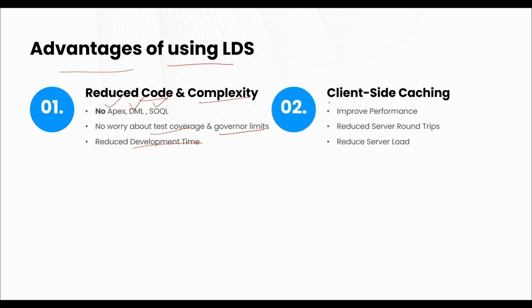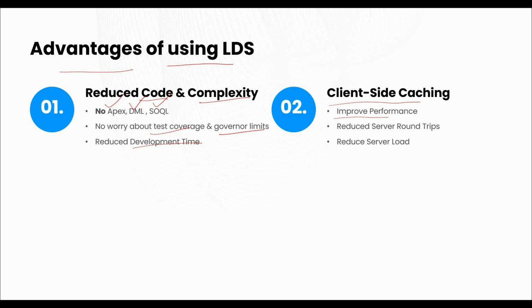Next important advantage is client-side caching. What does it mean? It means whatever data we retrieve from server using LDS, that data will get stored into client-side cache. And client-side cache means in our browser's local storage, or we can say in our browser's memory. Now, whenever we require that data again, then LDS will return those records from local storage only instead of going to server again. It means if we use LDS, then our application performance will improve. How? By reducing server round trips.